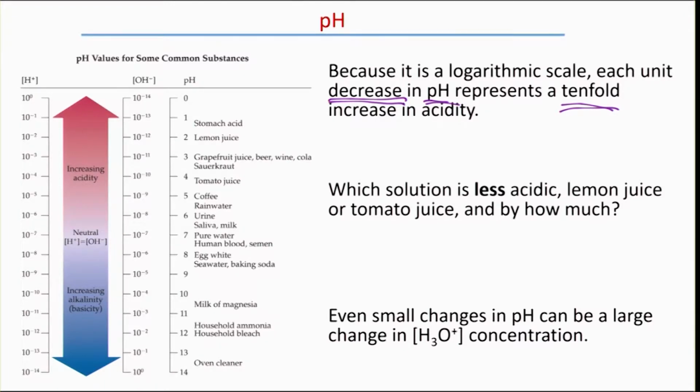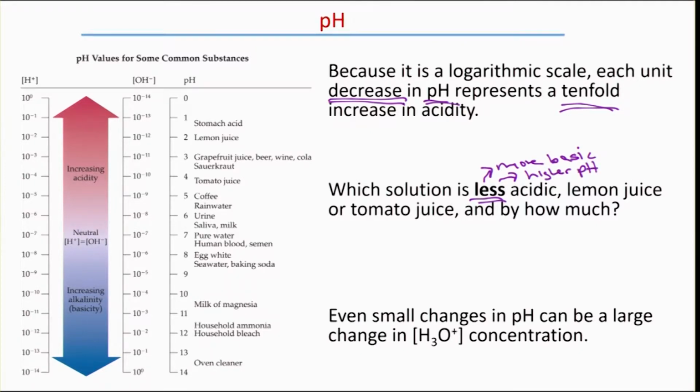All right, so let's try to make sure we got a good grasp of that. Which solution is less acidic, lemon juice or tomato juice? So that's the first question. Which one's more or less acidic? When I read the word less acidic and I see it's bolded there, what does that mean? We're looking for less acidic, that means it's more basic. And to be more basic, we would be looking for something with a higher pH.